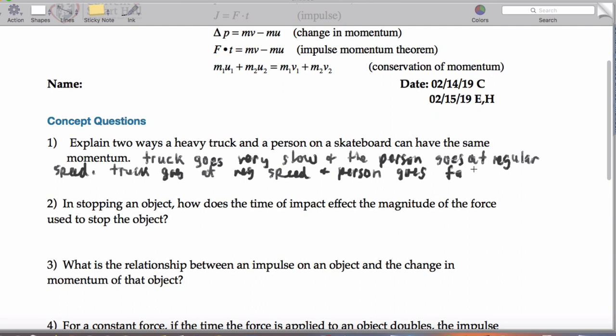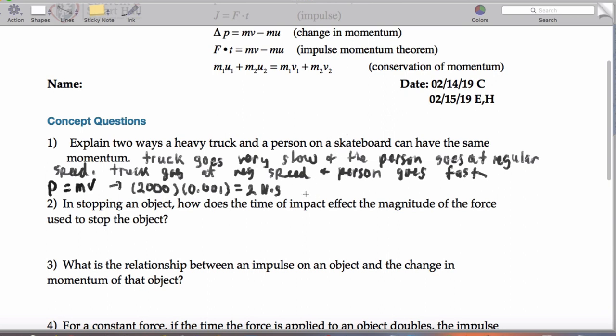So here's the underlying idea. We know that momentum is mass times velocity. So let's say we have a truck that's 2,000 kilograms, and let's have it go at a millimeter a second, literally 0.001 meters per second, and then its momentum would be 2 Newton seconds.